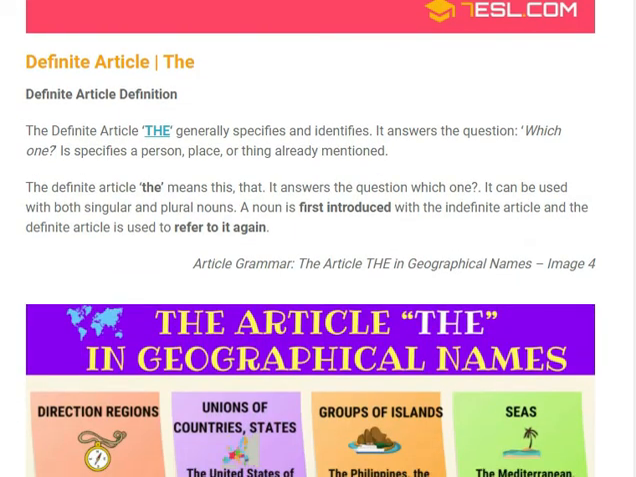So, the definite article. The definite article the generally specifies and identifies. It answers the question, which one? It specifies a person, place, or thing already mentioned. The definite article the means this or that. It can be used with both singular and plural nouns. A noun is first introduced with the indefinite article, and the definite article is used to refer to it again.